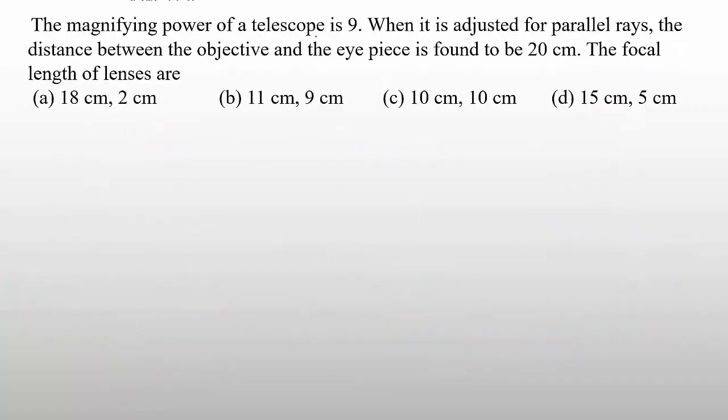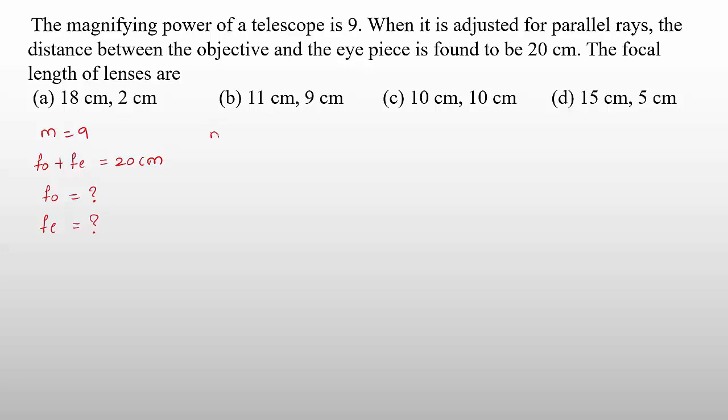The magnifying power of a telescope is 9. When it is adjusted for parallel rays, the distance between objective and eyepiece is found to be 20 cm. The focal lengths of the lenses are? See here, magnifying power of telescope is given, m equal to 9. When it is adjusted for parallel rays, the distance between objective and eyepiece is 20 centimeter, that is fo plus fe equals 20 centimeter. Then we have to calculate fo and fe individually.